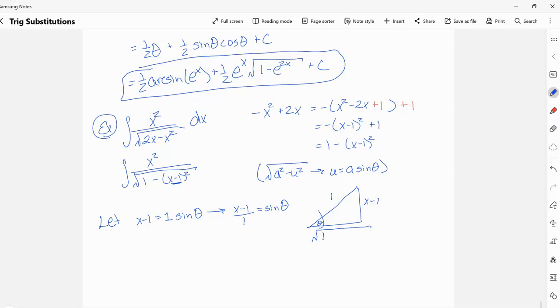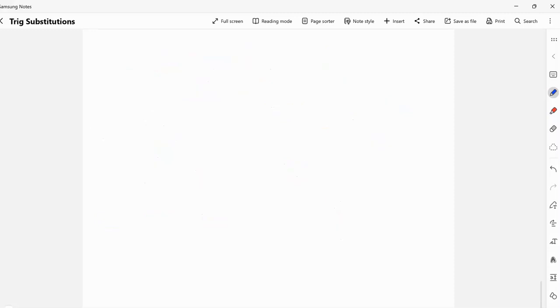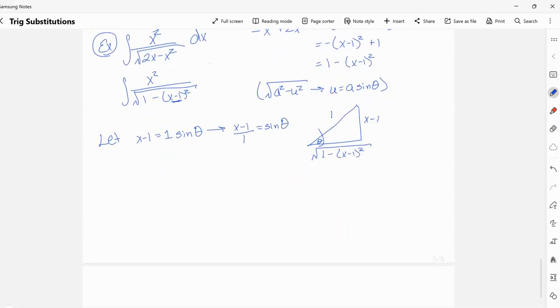This side's going to end up being 1 minus x minus 1 quantity squared. If we were to do the Pythagorean theorem, I'll let you do that on your own. Let's take derivatives. If I take the derivative of this side, I'm going to get dx. Derivative of the sine is cosine. We took that derivative with respect to theta. Now we are going to need a substitution for x, and that's going to come from this. If I solve this for x, I'm going to get sine of theta plus 1.